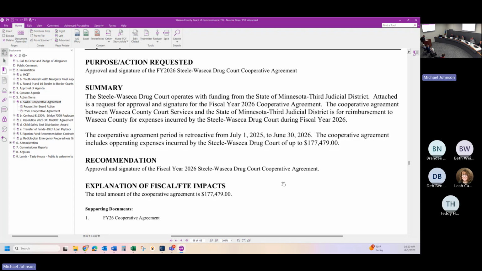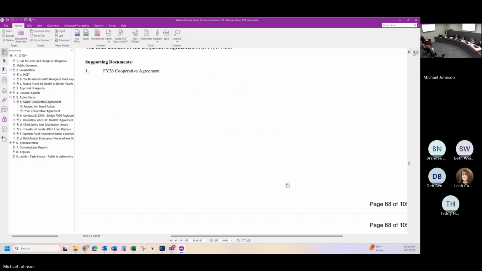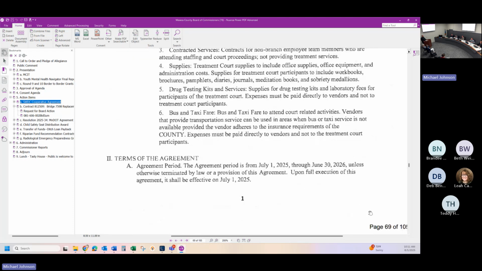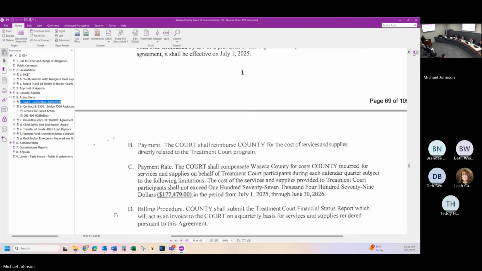So we would ask for approval and signature of the fiscal year 26 Still Waseca Drug Court Cooperative Agreement. I'll make that motion. You have a second? Second. Motion by Commissioner Milbrook, second by Commissioner Malter to accept the cooperative agreement that will run through June 30th of 26 for $177,479. Discussion?